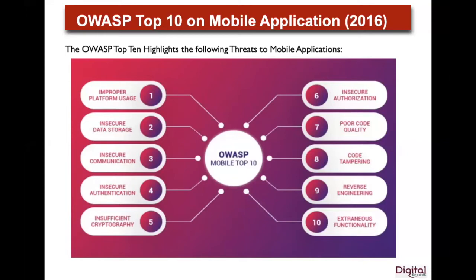Then insufficient cryptography. This is people using weak encryption. They're using base64, even MD5 sometimes. And they think it's encrypted and they will tell you, we have encrypted the data, nobody can have access to it. Trust me, it is very easy to decrypt. In fact, I always use this scenario. To be honest with you, there's actually no kind of encryption that cannot be decrypted. The only thing is the time it's going to take the person to decrypt that encryption.